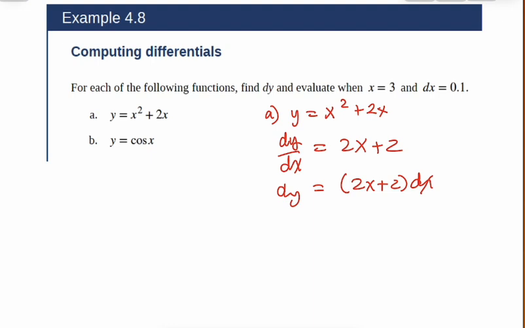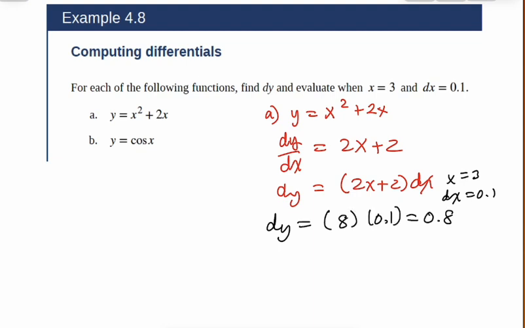And now let's plug in the numbers. They have told us that x is 3 and that dx is 0.1. So let's plug those values in. So dy is going to be 3 times 2, 6 plus 2 is 8, times 0.1, or 0.8.